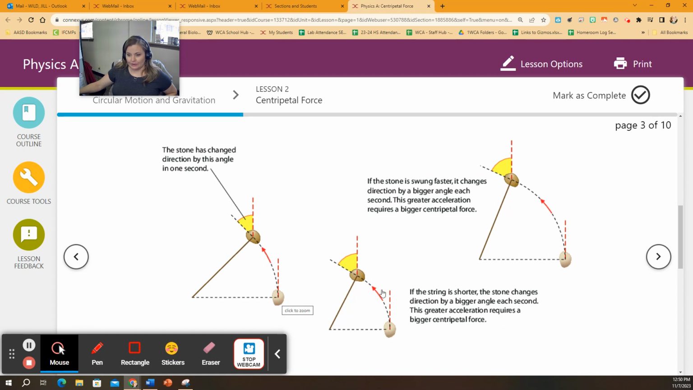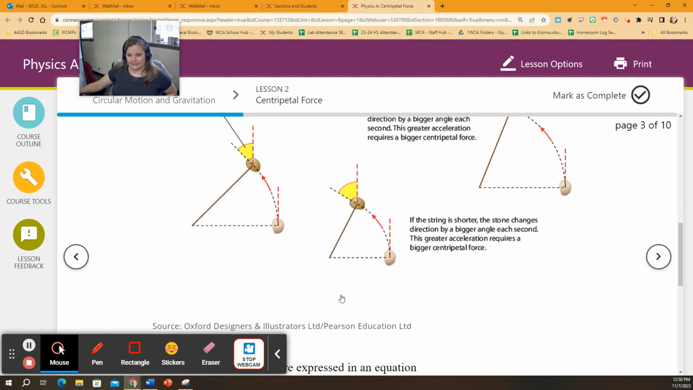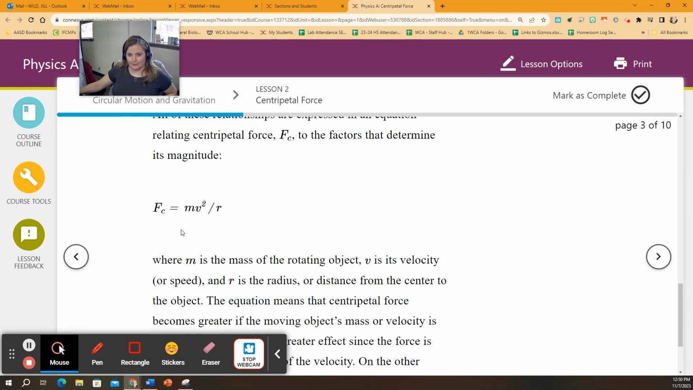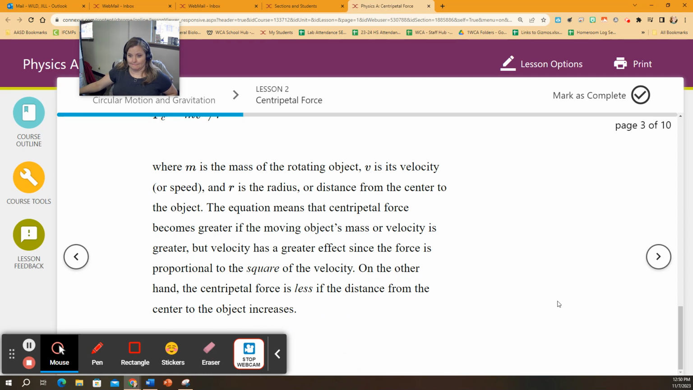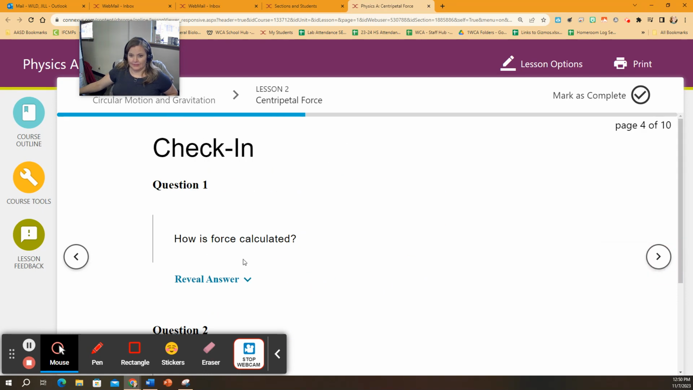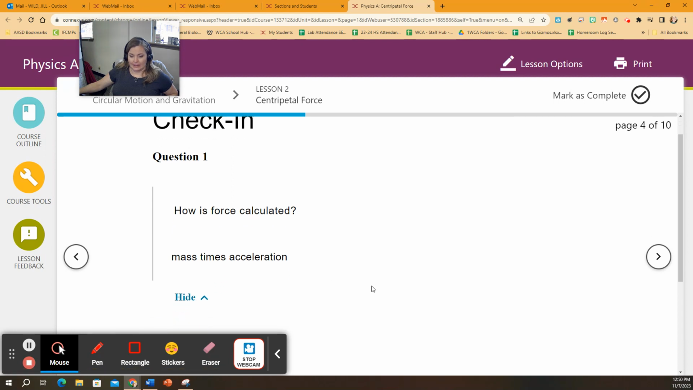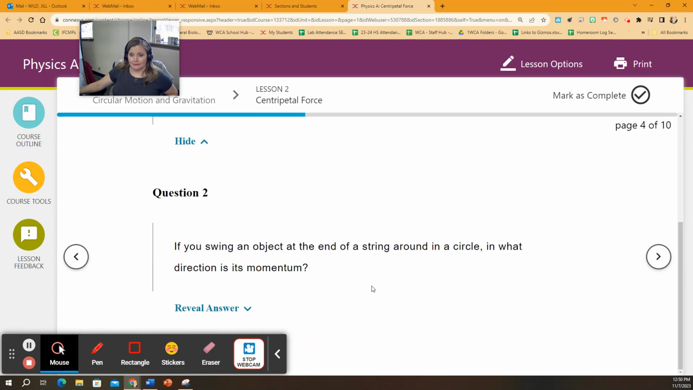So we have a greater acceleration here as well. So you can see a bigger angle because the circle is smaller. So then the angle is going to be slightly greater here. So that's kind of represented in this formula. The other thing, and we'll come back to it in a second, is that force is calculated by mass times acceleration.